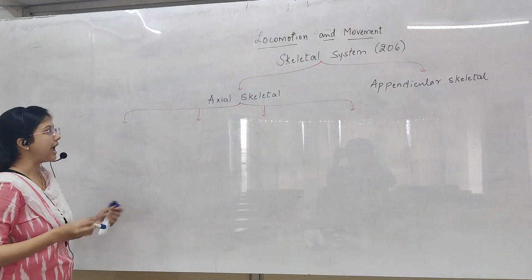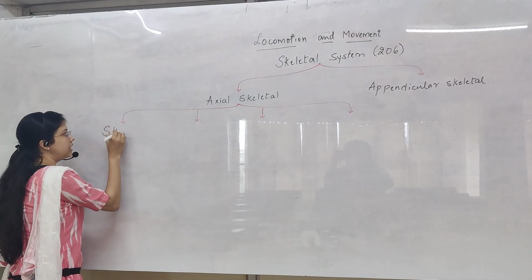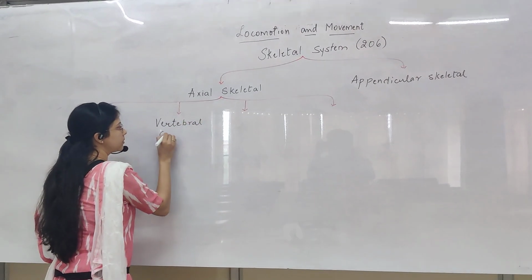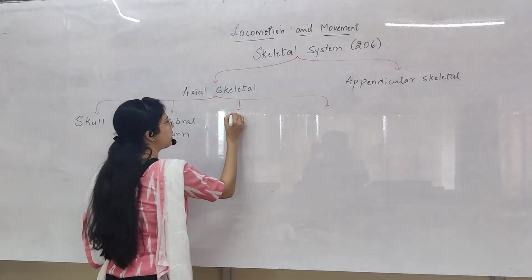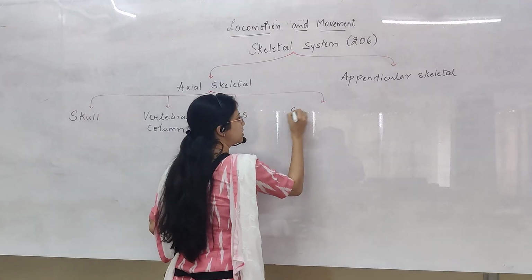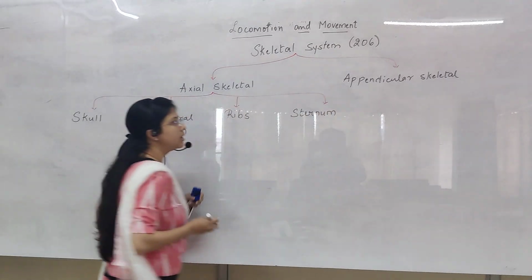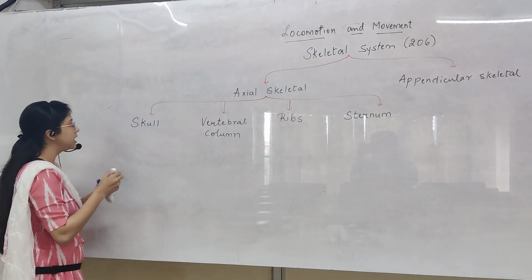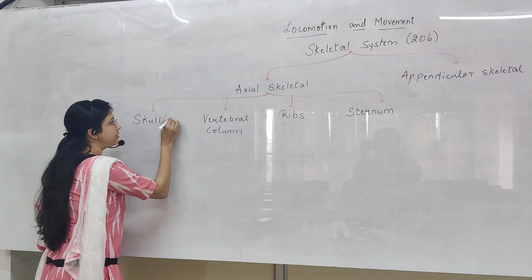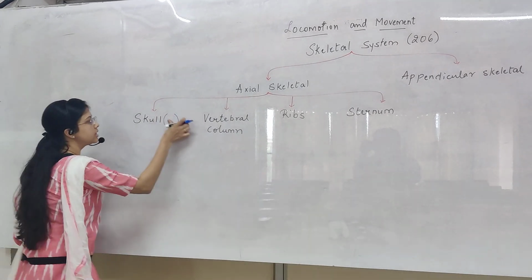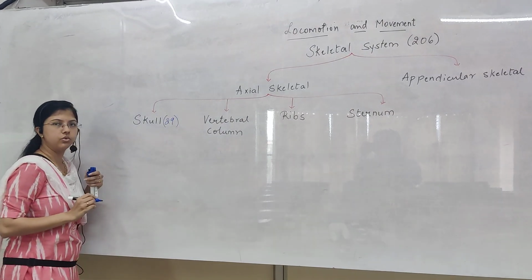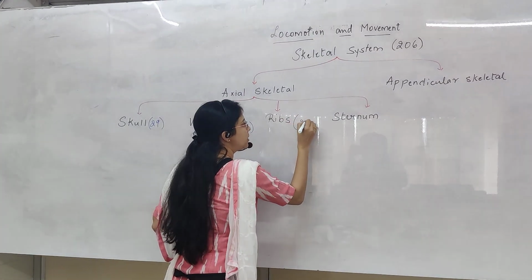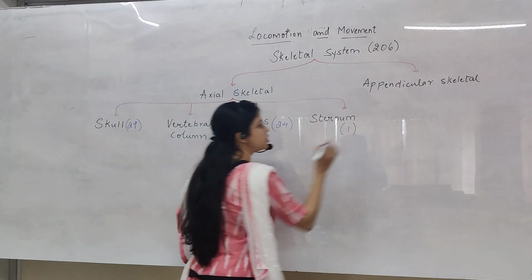The axis of your body will have the skull, then the vertebral column, the ribs, and the sternum. These are the four parts of the axial skeletal system. The skull in total will have 29 bones. The vertebral column has 26 bones, the ribs will have 24 bones, and the sternum is just 1 in number.